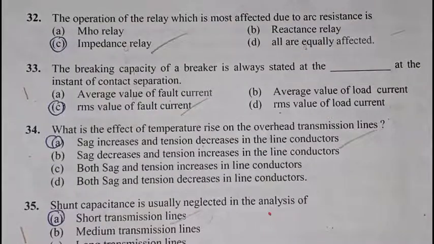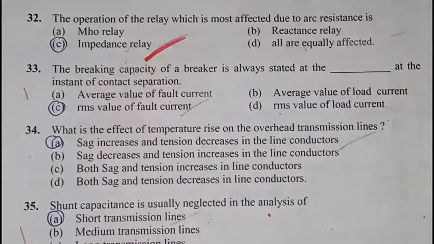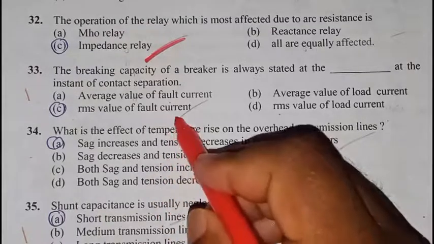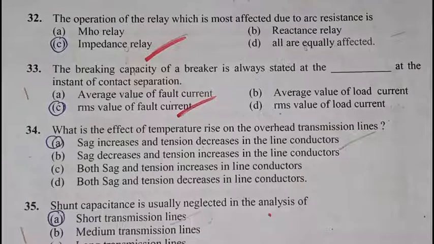Question number 32. The operation of the relay which is most affected due to arc resistance is. Answer: impedance relay. Next question number 33. The breaking capacity of a breaker is always stated at the dash at the instant of contact separation. Answer option C. RMS value of fault current.